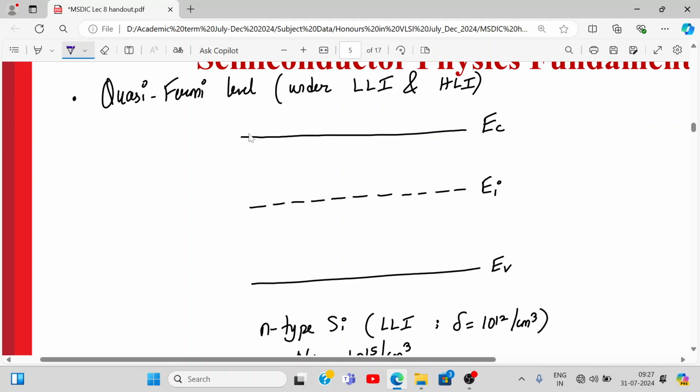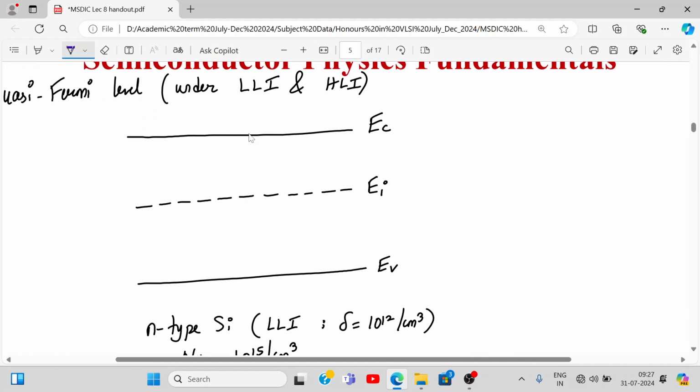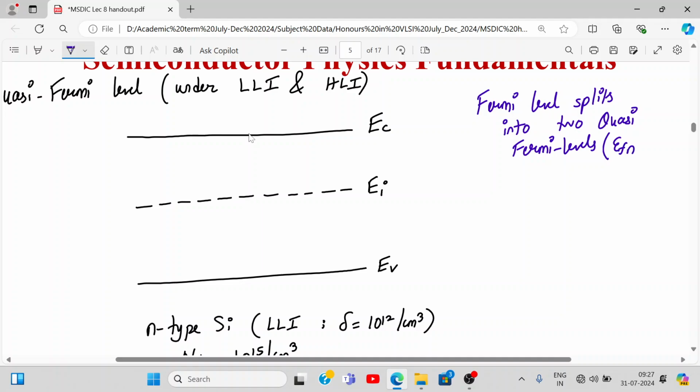Now due to this low level injection, there will be two Fermi levels. Write down over here, the Fermi level splits into two quasi Fermi levels, which is EFN and EFP. What does EFN stand for? It is the quasi Fermi level for electrons, and EFP is the quasi Fermi level for holes.